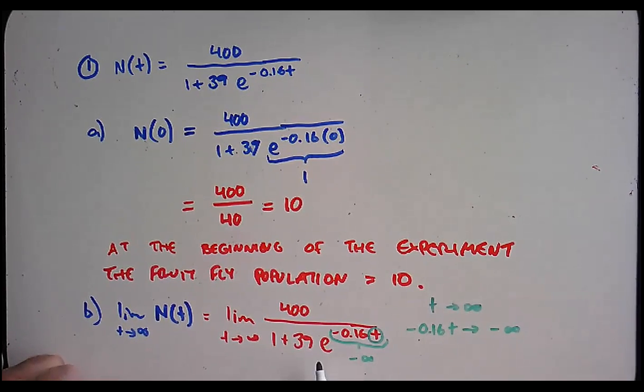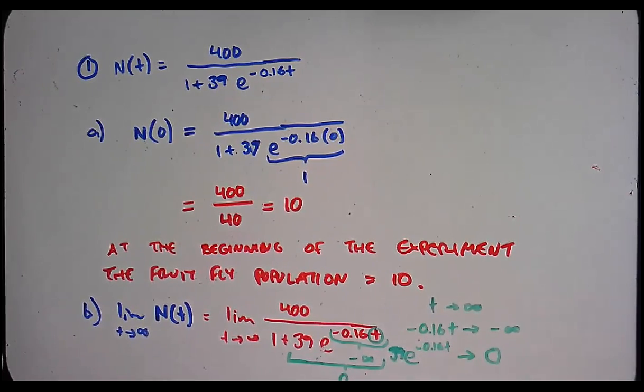Well, e to an increasingly negative power will get closer and closer to 0. So e to the negative 0.16t is going to head to 0. Okay? Well, that's probably our biggest piece right there. This entire expression here now is headed to 0. Well, multiplying by 39, if something's headed to 0 and we multiply by 39, it still goes to 0. So really, we could say this entire section here approaches 0 as t increases.